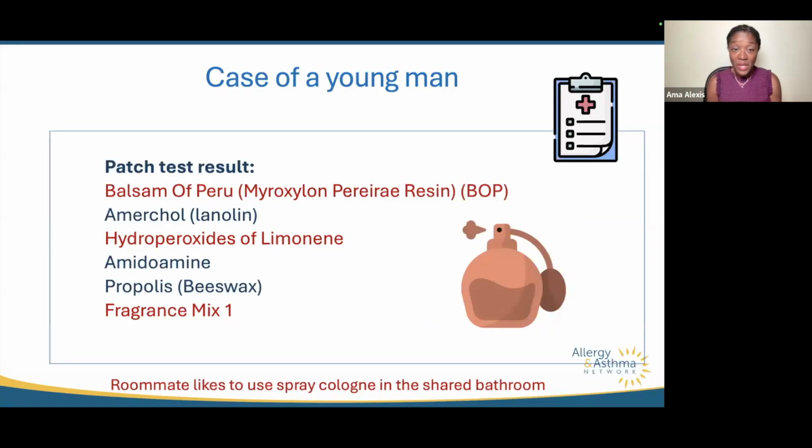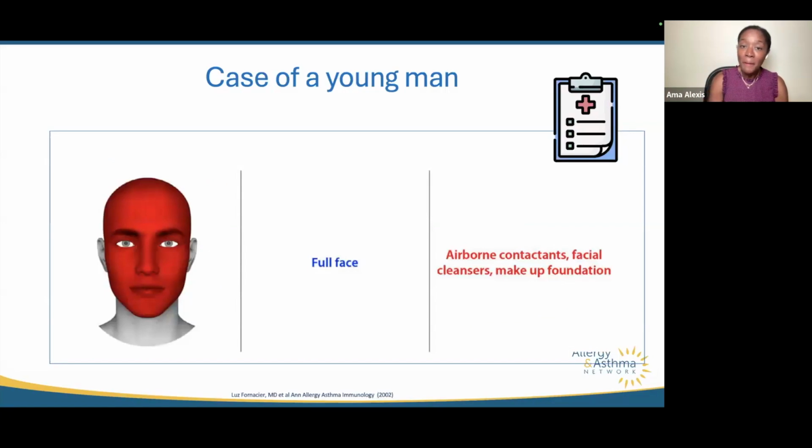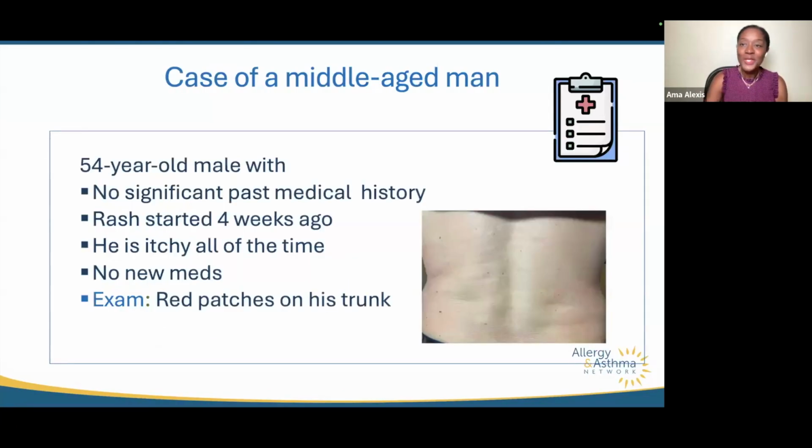So we test him as well. And in red here, you can see the three things that are highlighted in red are actually fragrances. It's balsam of Peru, hydroperoxides of limonene, and fragrance mix number one. Taking a further history, it turns out that his roommate loves to spray cologne in the shared bathroom. So when he walks into the bathroom every single day, he's exposed to fragrance on his face, which when we look back at a really helpful chart from Dr. Fonacier, we see you can get a full face rash, which we see in our patients with airborne contactants, facial cleansers, and makeup foundation. On to the next case.